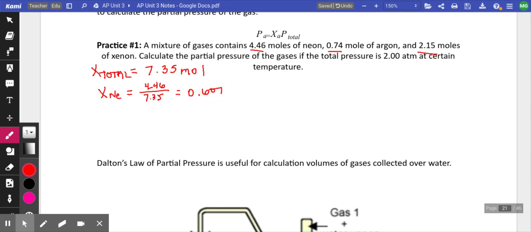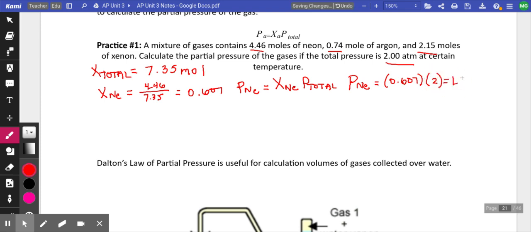To then calculate the partial pressure of neon, which is what the question is asking me for, that partial pressure of neon is going to be equal to the mole fraction of neon times the total pressure, which they give me in the problem. So that partial pressure of neon is going to be equal to this 0.607 times my total pressure of 2 atmospheres. And that's going to give me 1.21 atmospheres here. So that's the partial pressure of just the neon gas.